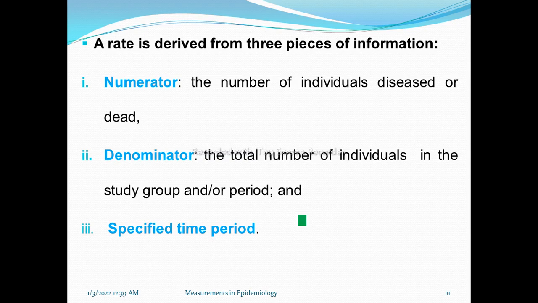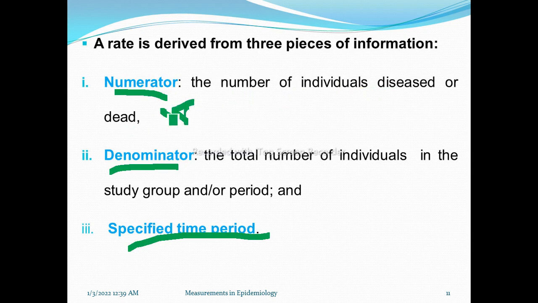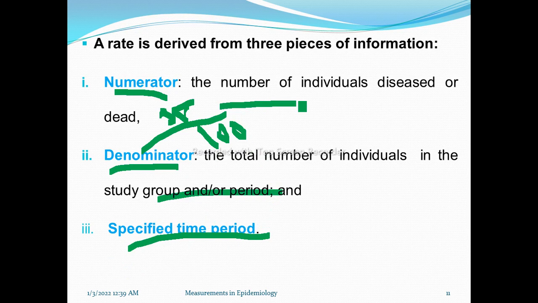A rate is derived from three pieces of information: numerator, denominator, and time period. The numerator is the number of individuals diseased or died, for instance 58, from the previous example. The denominator is the total number of individuals in the study group or period, 100. So 58 is the numerator, 100 is the denominator, and the time period is how long they were followed.